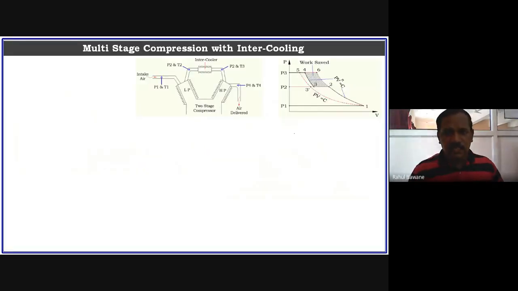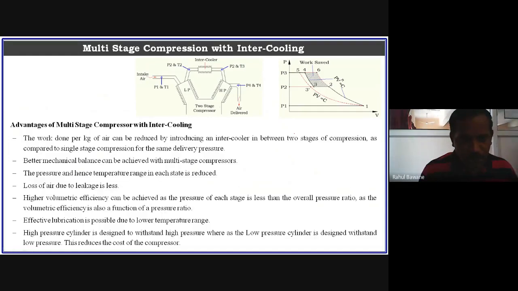Now let's see some advantages of intercooling. There are a number of advantages. One is work: whatever work we require, it is saved. The work done per kg of air can be reduced by introducing intercooling. So work is definitely going to be saved.